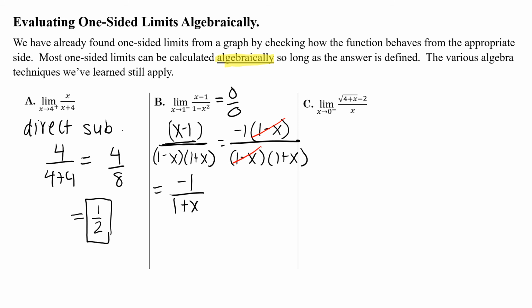Now that I've simplified, I can use direct substitution to plug in that value of 1. So this becomes negative 1 over 1 plus 1. So my limit as x approaches 1 from the left is going to be negative 1 over 2.